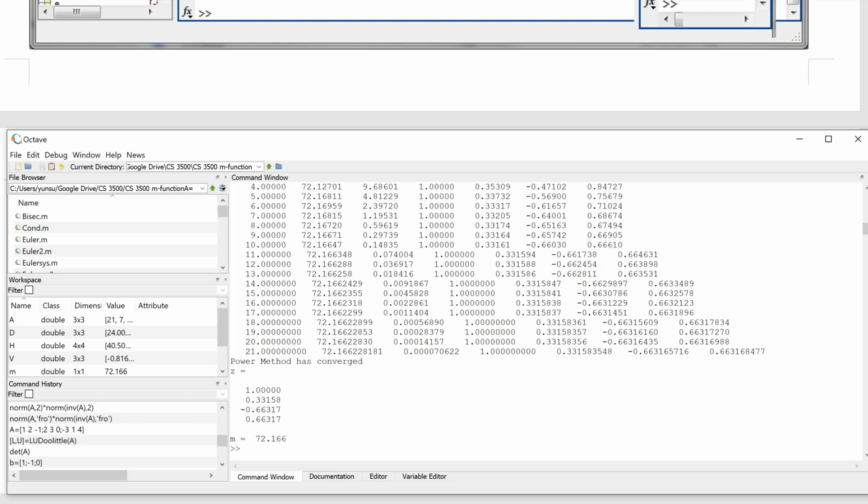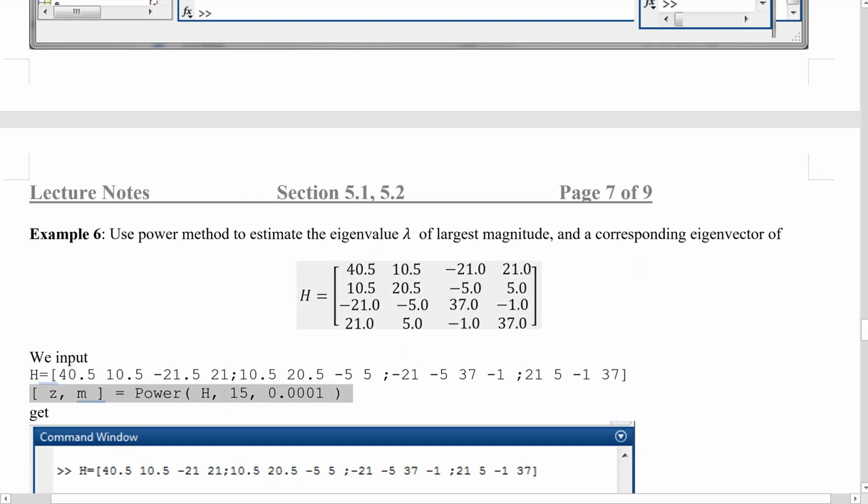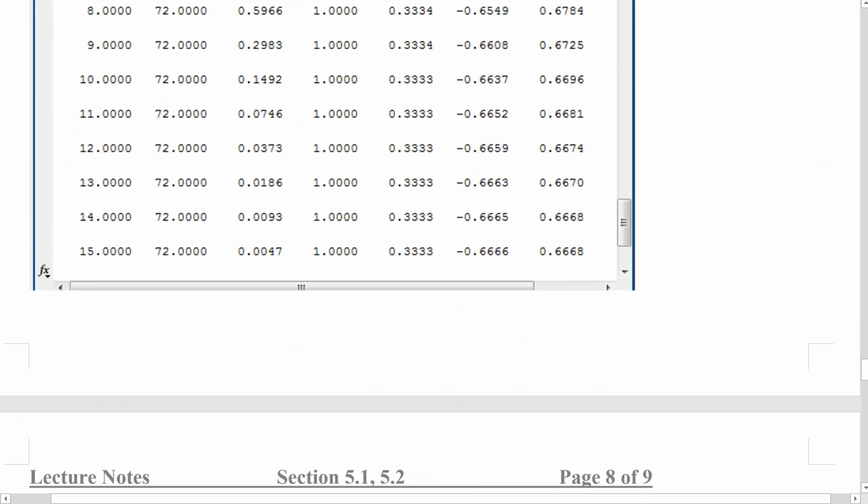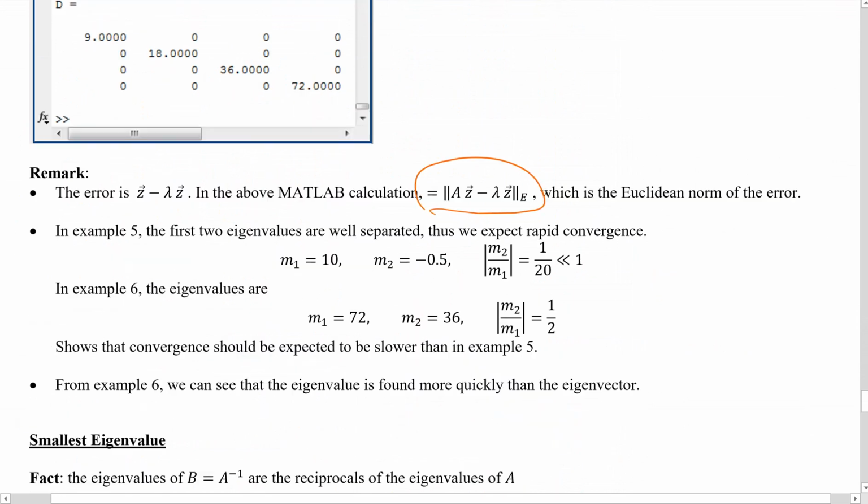So far, so good, everybody? All right. Okay. Let's continue.